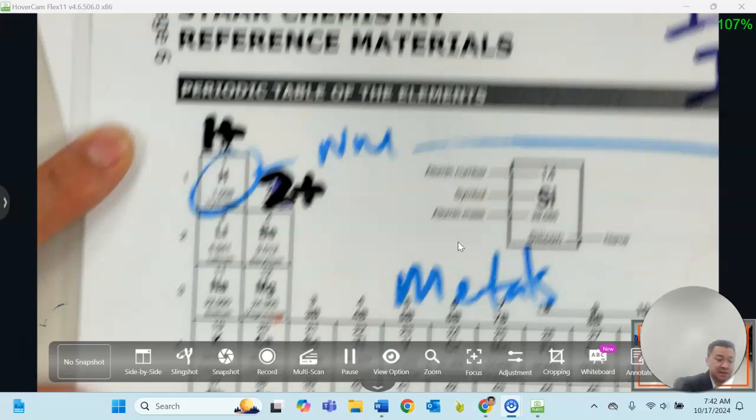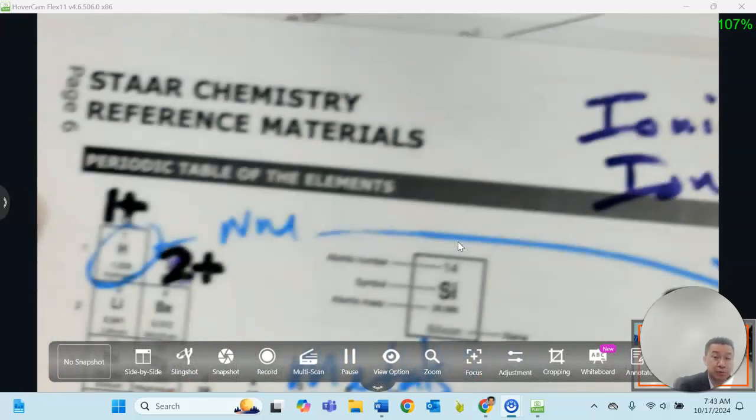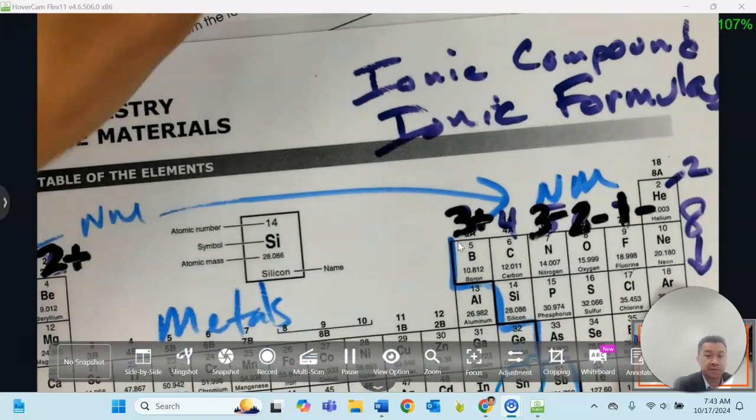Alright? Write these numbers, the plus 1, plus 2, all that, on your periodic table too. If you have one. If you need one, when I come back, I'll give you a new periodic table.